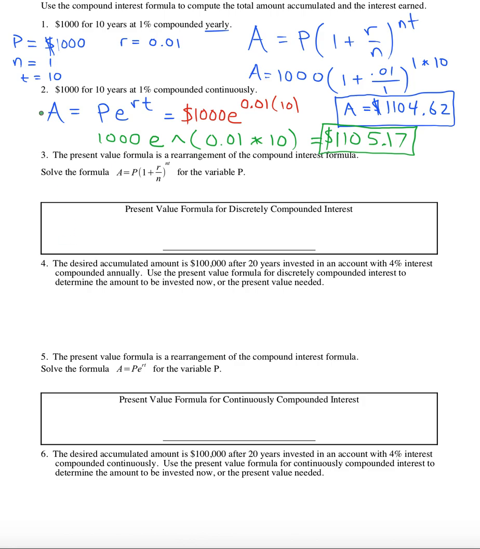So the interest now will simply be I equals A minus P. And that's going to be 105.17.